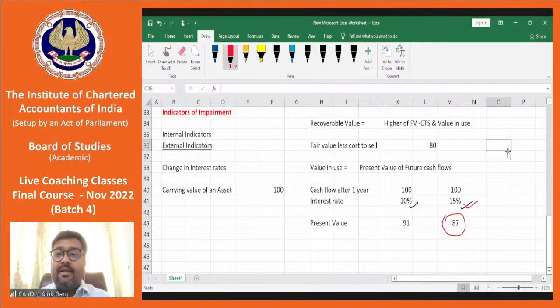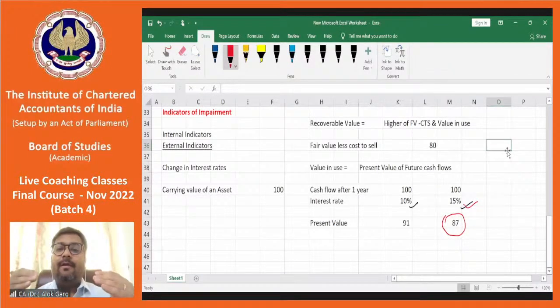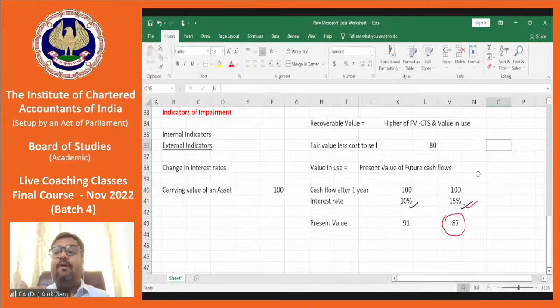It means in the market, if the interest rate is increasing, it is an external indicator of impairment, because your value in use may decrease. Why? Because while calculating the present value, you have to apply a discount rate. And what is a discount rate? It is an interest rate, right? So if the interest rate is higher, your denominator will be higher, and of course your present value will go down.